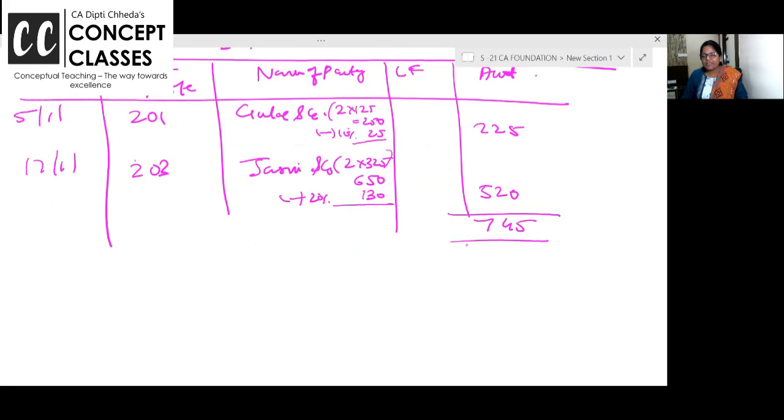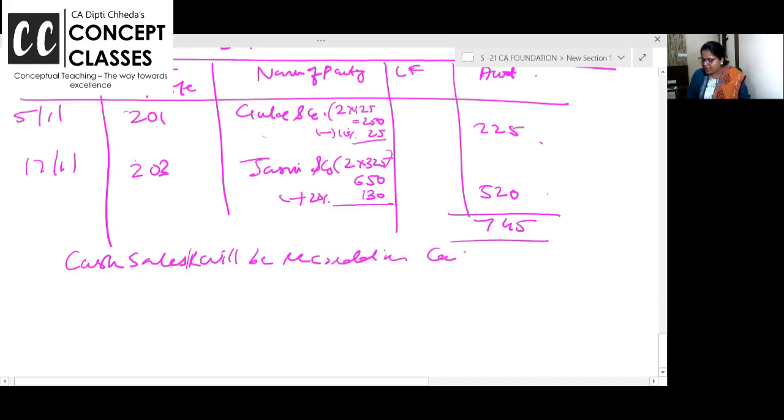745. And then returns are already there. Sales return, Gulab and Co. Make the account of Gulab and Co. Write on the credit side by sales return. Jasmine and Co, credit side by sales return. Okay. And in the sales return on the debit side, 3 postings will come: these 2 plus the cash sales. Cash sales return will be recorded in the cash book.